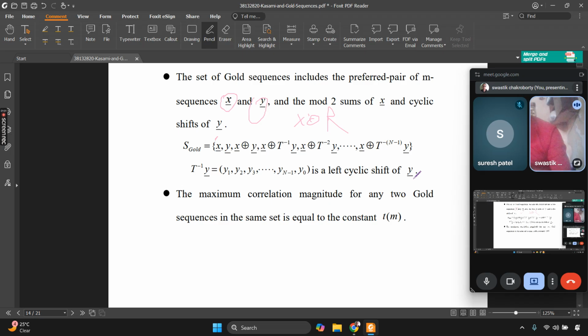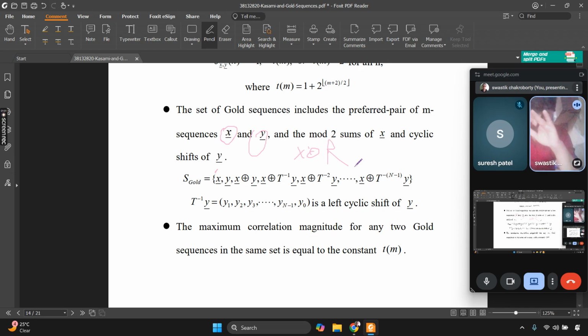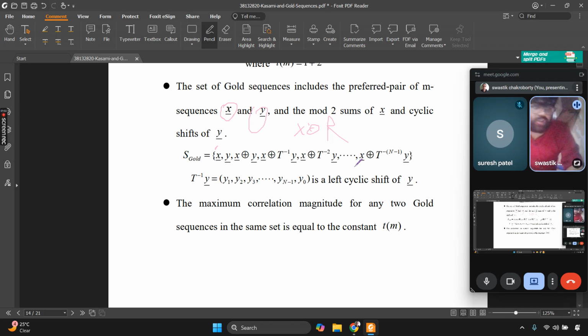The maximum correlation magnitude for any two Gold sequences in the same set is equal to the constant Tn. So if you take any two sequences from this set of sequences, you will always get a maximum correlation of Tn. So it is some kind of a correlation floor. You will not get more correlation than that, so that is good. That is a good, low value. That is why Gold sequences are preferred to minimize cross correlation.